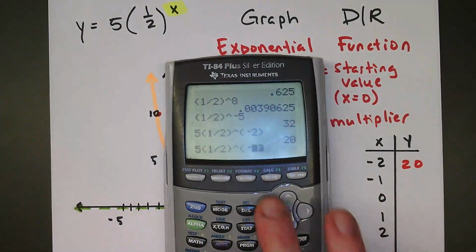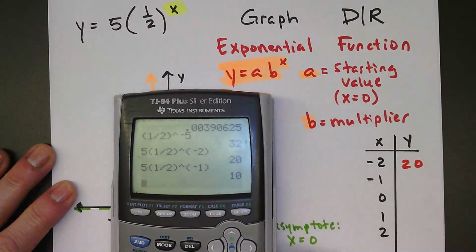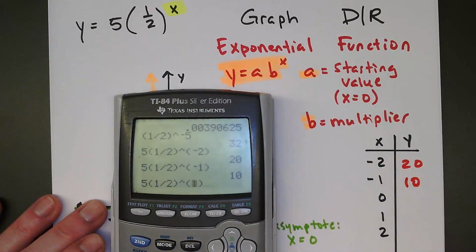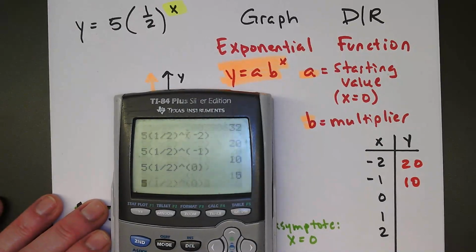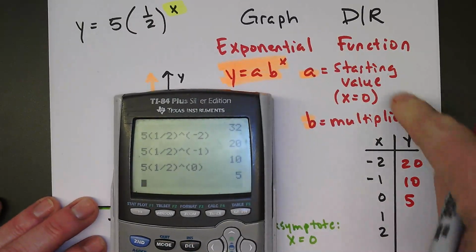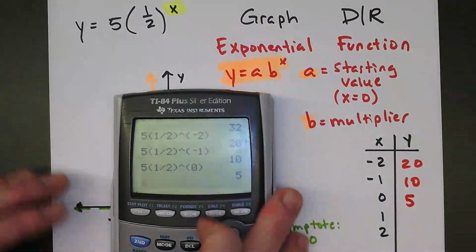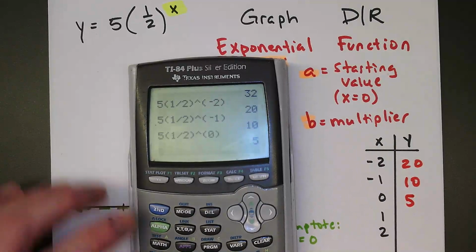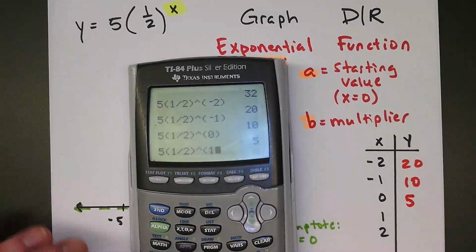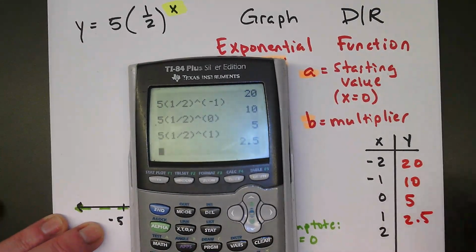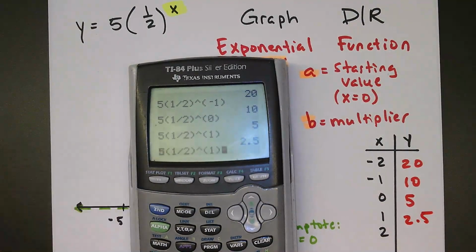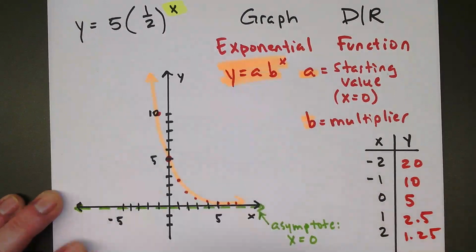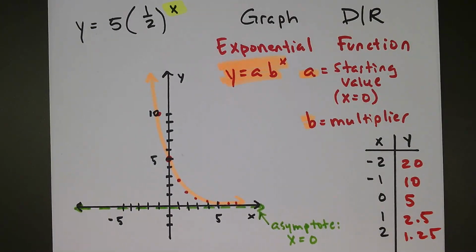I'll just bring this guy up, change that to a 1. Yeah, see 10. Bring that back, change this to a 0. 5 times 1/2 to the 0. We're at 5. That was the starting value. Like we knew at x equals 0, a was going to be the starting value. A is 5. One more time, we'll go to 1. We knew it was going to be 2.5. And then the next one's going to be 1 1/4. Make this 2. So I could have points to plot from there as well.